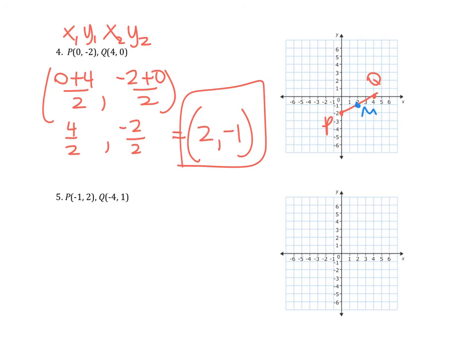The second one, x1, y1, x2, y2, you add the two x coordinates together, 0 plus 4 divided by 2, and add the two y coordinates together, negative 2 plus 0 divided by 2. Simplify, you get 2, negative 1.